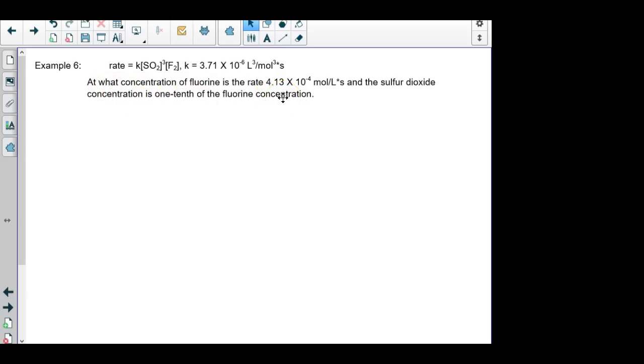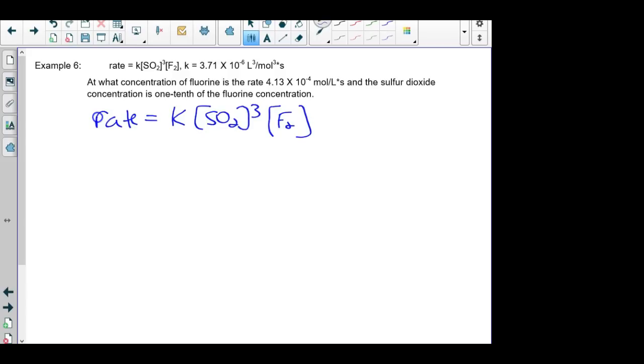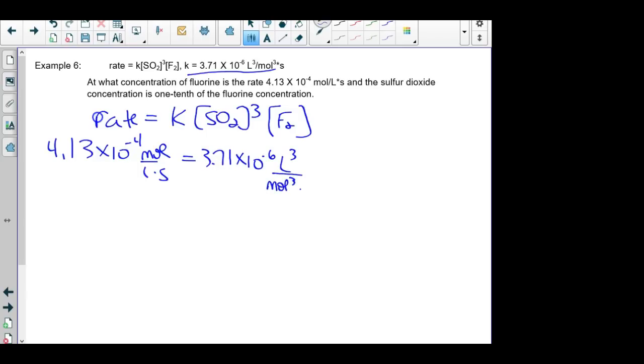Let's look and see what we have. Yes, I want you to rewrite the expression. Okay, there's my expression. What do we know? We're given the rate. We're given the K right here. Yes, include units because units will be part of your assessment. And then it looks as if we have 2 unknowns. We don't have anything to plug in for SO2 numerically, and we have nothing to plug in for F2 numerically.